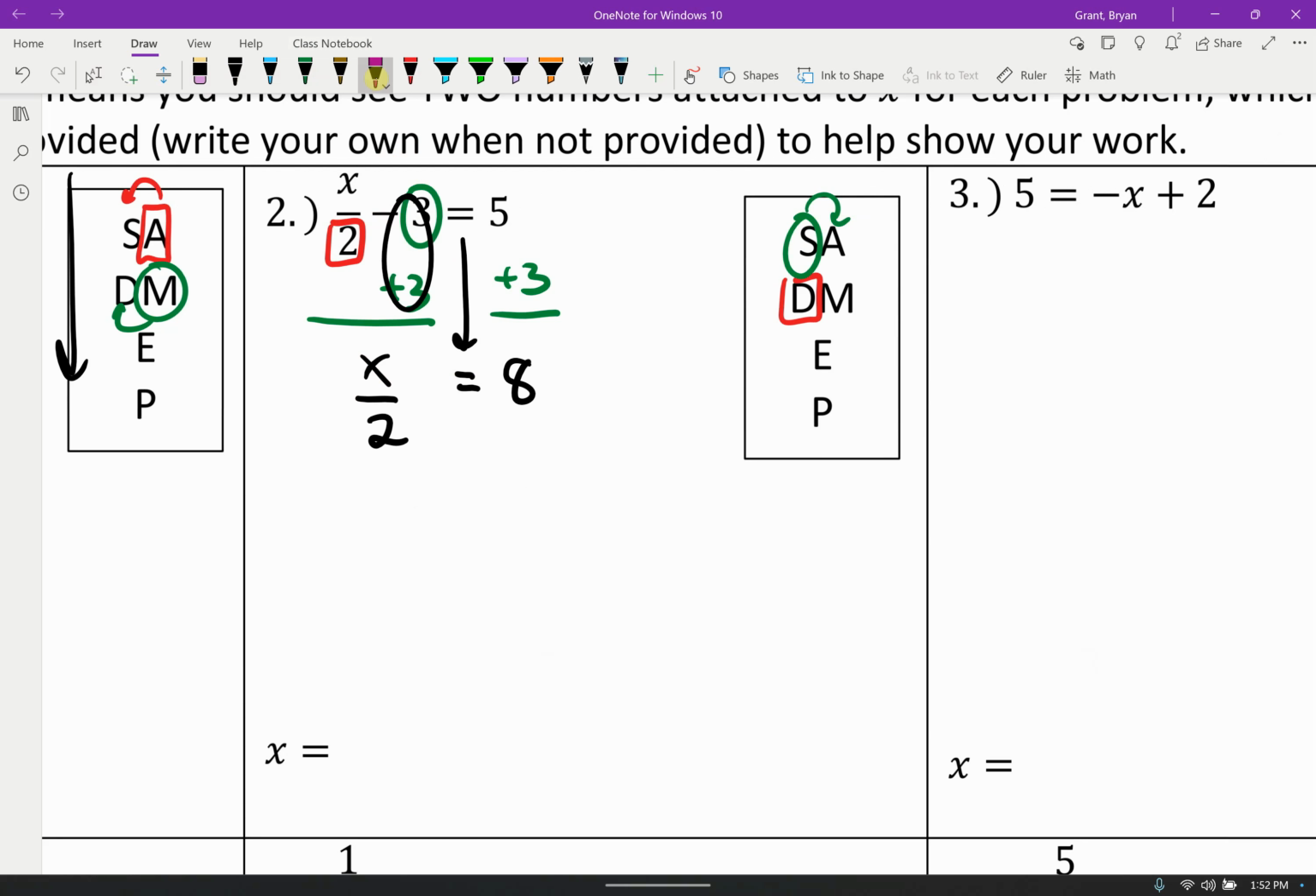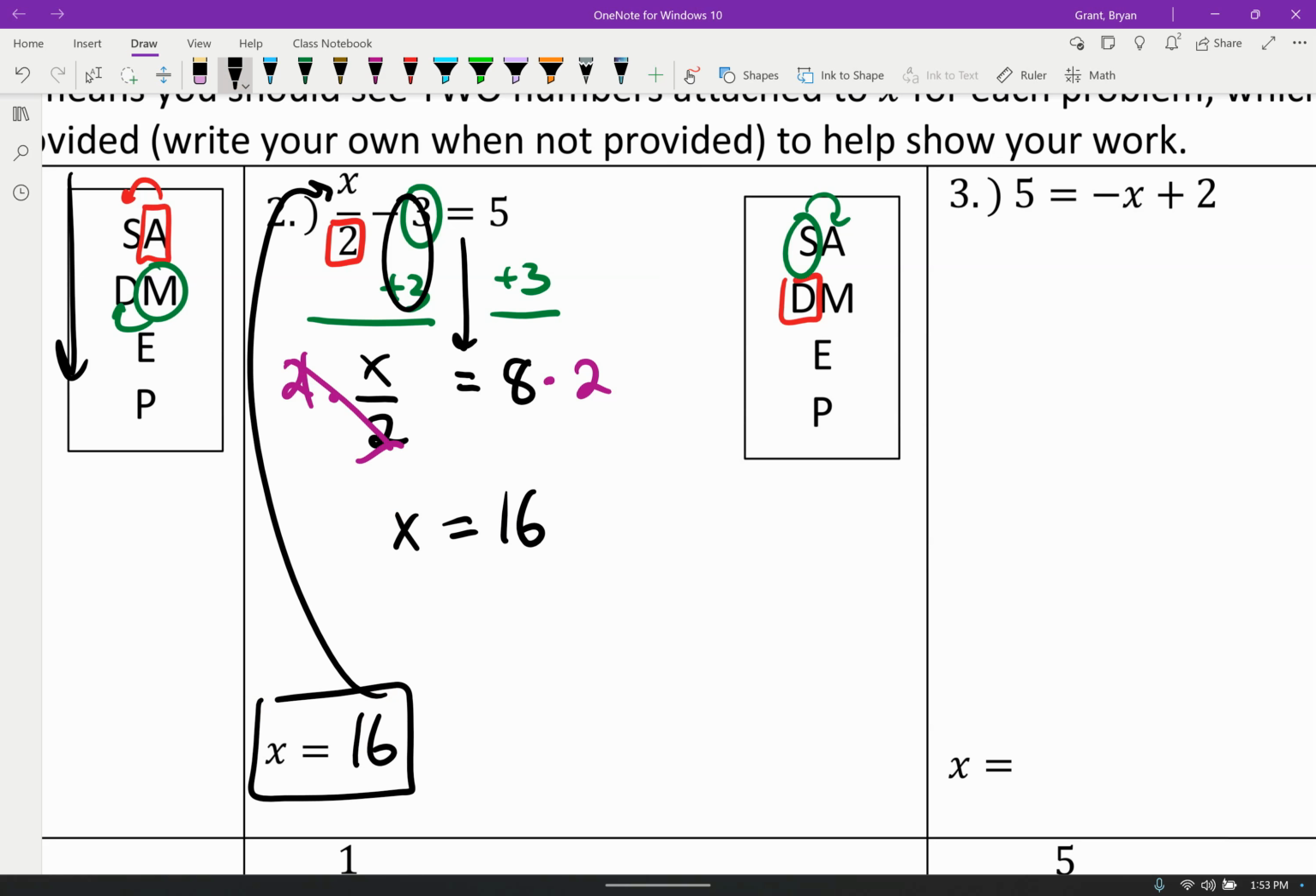And then we'll continue through here. To undo division, we multiply by 2 on each side. These guys cancel, leaves us with a 1, x equals 16, and we're set. It's a quick check too, right? 16 divided by 2 is 8. 8 minus 3 gets us to 5.